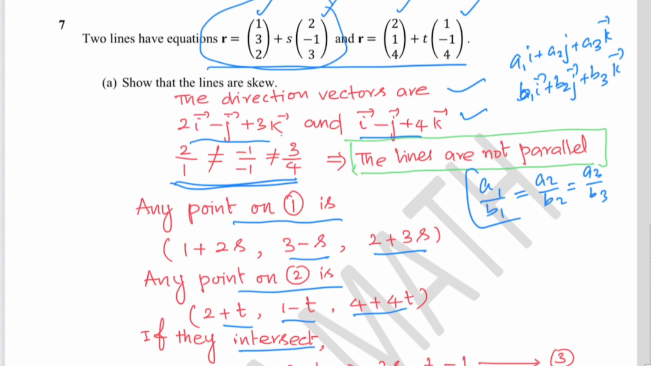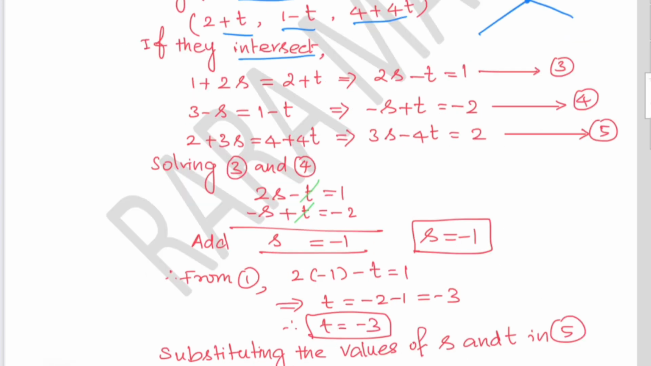If two lines intersect, then the point of intersection is common to both lines. So at that point, these two points will have the same x coordinate, y coordinate and z coordinate. Equating the x coordinate, you get 2s minus t equal to 1, equation 3. Equating the y coordinate, you get minus s plus t equal to negative 2, equation 4. And equating the z coordinate, you get 3s minus 4t equal to 2. Name these three equations as 3, 4 and 5.